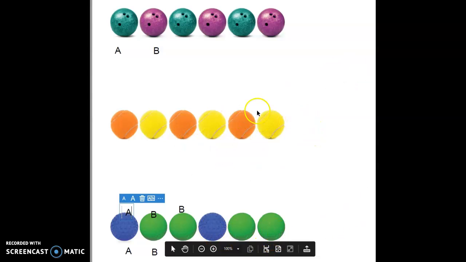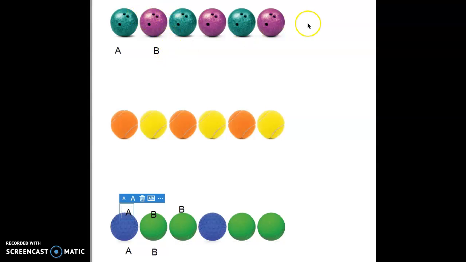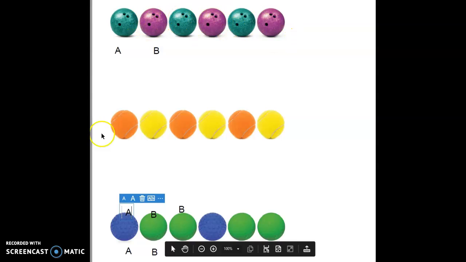Wherever the pattern starts to repeat itself is how we determine where the pattern begins again. So here A, B, and it starts again and again. So green, purple, it starts over, green, purple. Here it's orange, yellow, and then we repeat it again, orange, yellow. Here, we have to go a little bit further because we have blue, then green, green, then blue, then green, green. Right here is where the pattern starts to repeat itself.